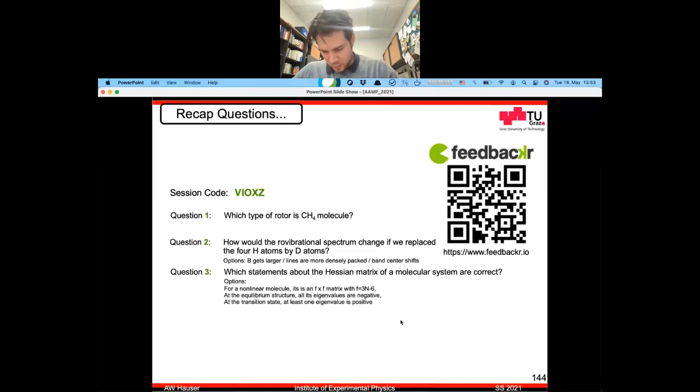Second one is, how would the rovibrational spectrum change if we replaced the 4 H atoms? And so this was one of these where 2 answers were correct, namely the rotational lines are more closely packed. So 80% had chosen this answer. So you remember what we talked about. If the moment of inertia gets larger, then the rotational constant gets smaller, and therefore the spacing is smaller. But it's also correct that the band center shifts.